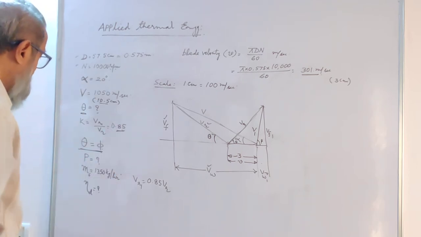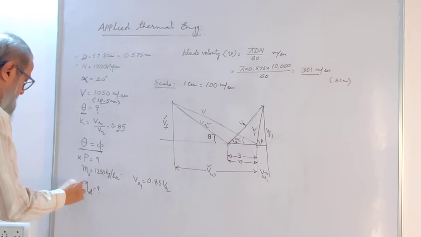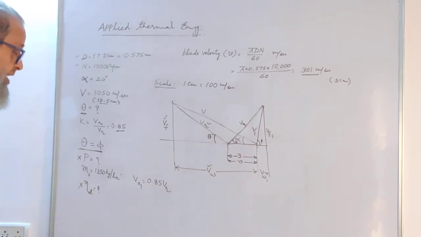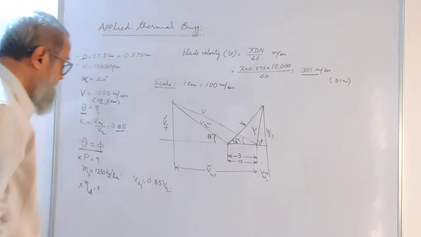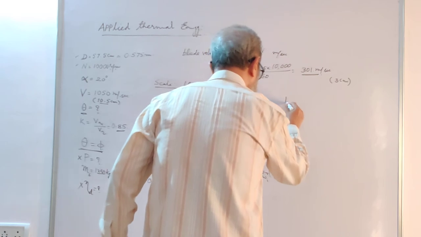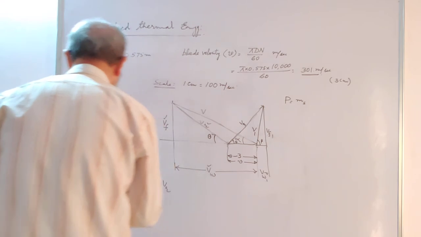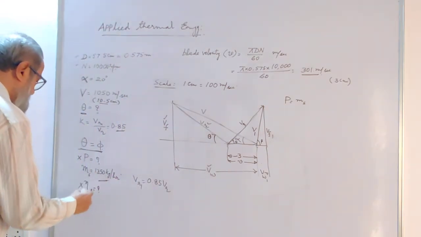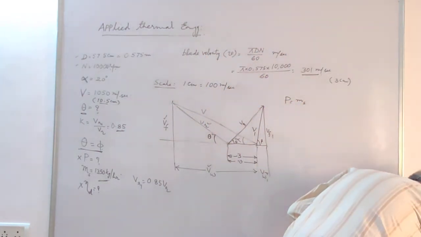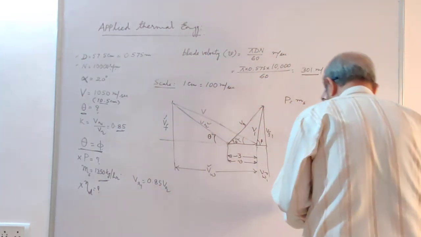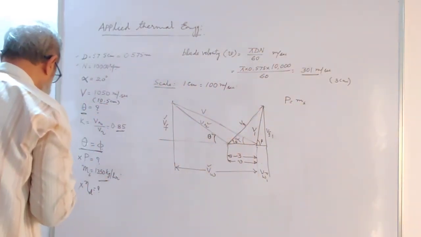Now, after this, you have to find out these two: the power developed and the diagram efficiency or the blade efficiency. For that, you have to use the formula and substitute the values. You know, power P is equal to m_s, mass of steam. This should be converted per second. This will be 1350 divided by 3600, that is divided by 60 into 60.